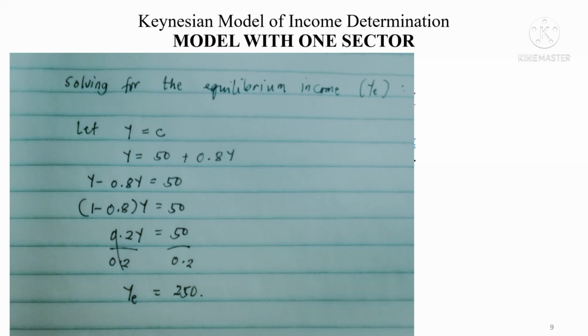Then divide both sides by 0.2, so the result will be the equilibrium level of income. In a one-sector model, the equilibrium level of income in this example is 250. And at that level of income, consumption spending or consumption expenditure is also 250. You can check that on your own.